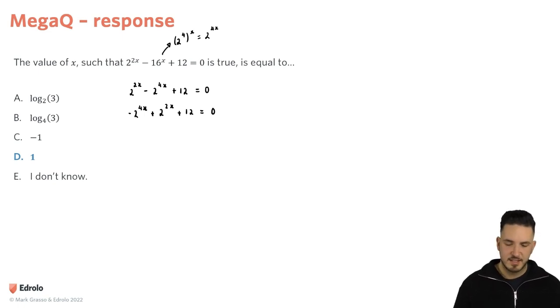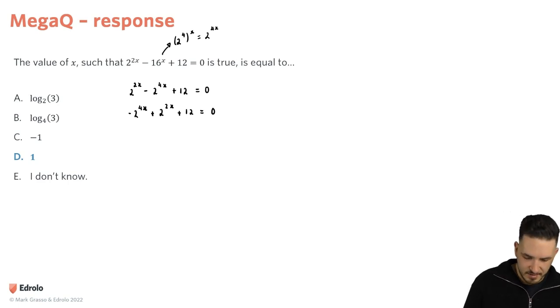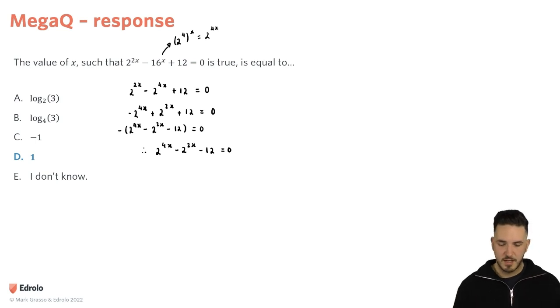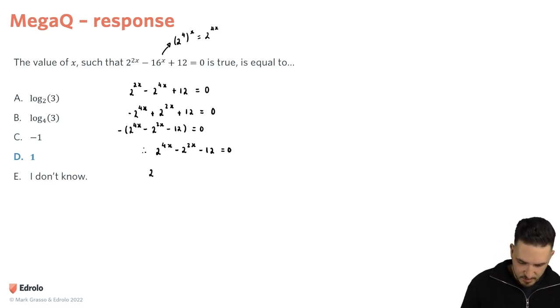Before we get to that, let's take out this negative just to make our life a little bit easier. So taking out the factor of negative 1, we're going to have negative 2 to the power of 4x minus 2 to the power of 2x minus 12 equals 0. And so we're left with 2 to the power of 4x minus 2 to the power of 2x minus 12 equals 0, because essentially we've divided by negative 1. Now we want to rewrite that 2 to the 4x using that base of 2 to the power of 2x. So that's going to become 2 to the power of 2x, squared, minus 2 to the power of 2x minus 12 equals 0.